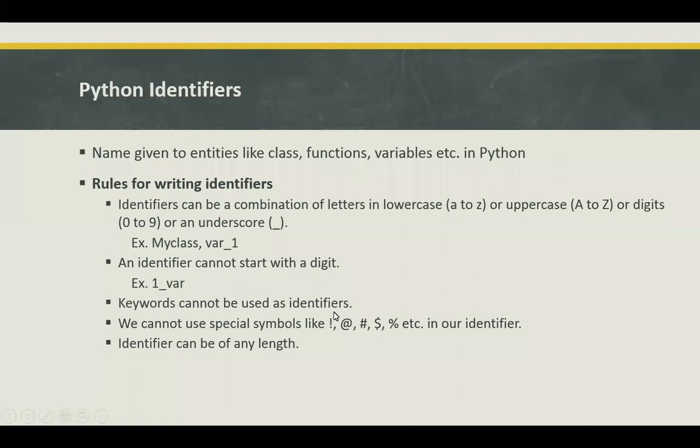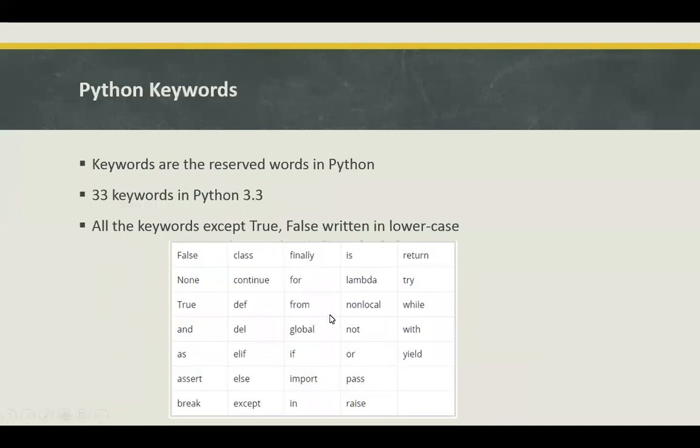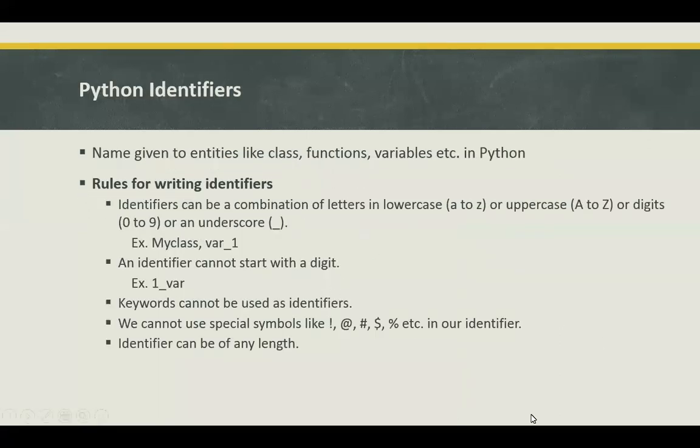Keywords cannot be used as identifiers. Already I told you these are the different keywords, and every keyword has its own specific function. In the last lecture we practically used all these keywords. So definitely you cannot use a keyword as an identifier, to assign a variable name or the function name or the class name. No, we cannot.